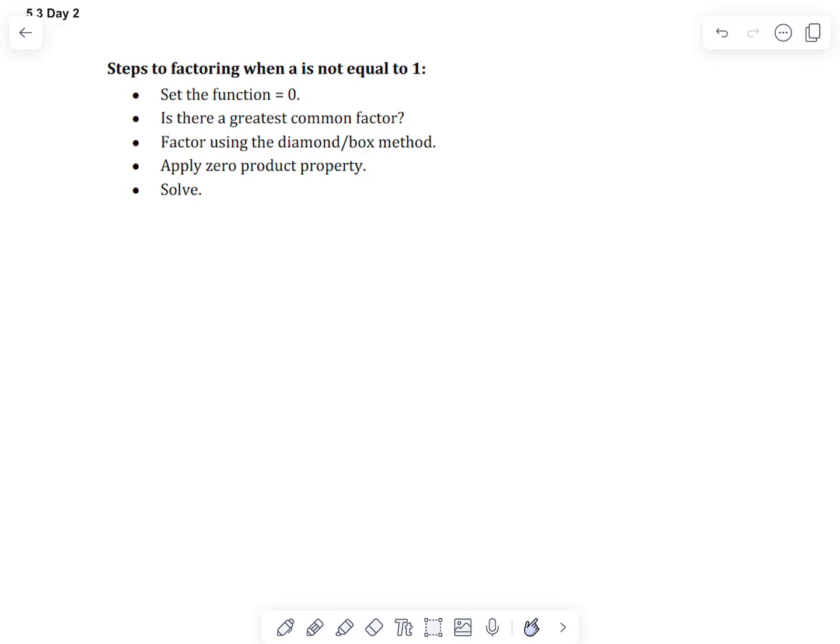All right, this is when we're factoring when that a is not 1. So you want to make sure that the function equals 0. Check to see if there's any greatest common factors. Then what we do is we use the diamond box method, and then we apply the zero product property to solve it.